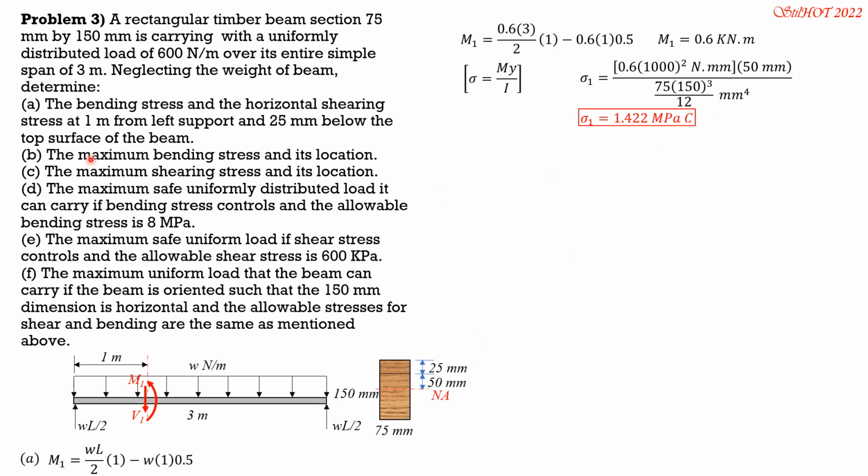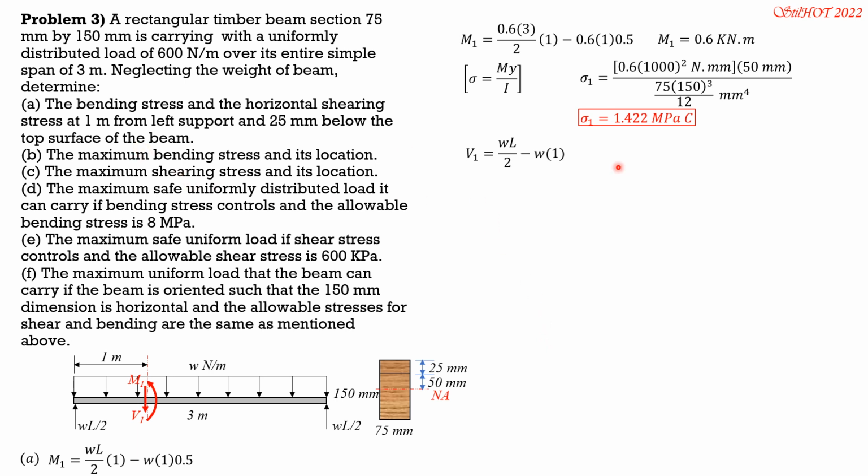For part B, the maximum bending stress and its location. The maximum bending stress occurs where moment is maximum, and that is at the center. In particular, it occurs at the top and bottom fibers of the section.